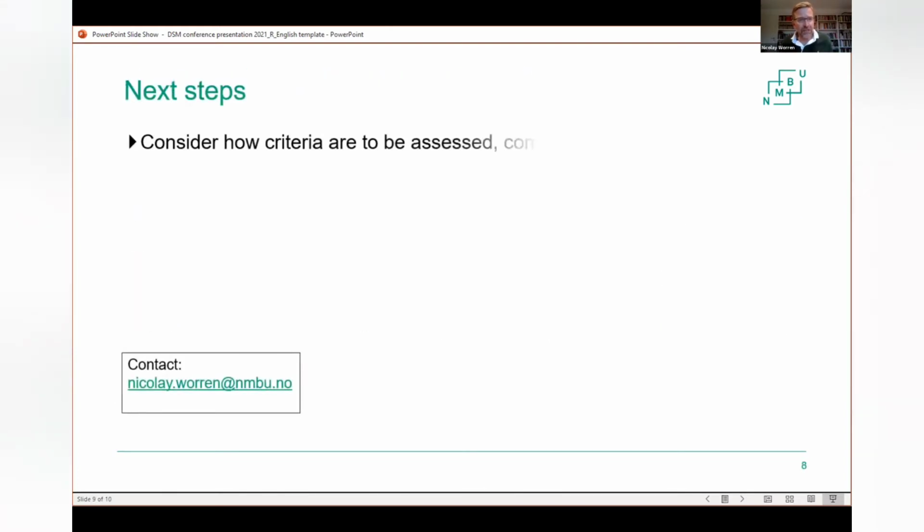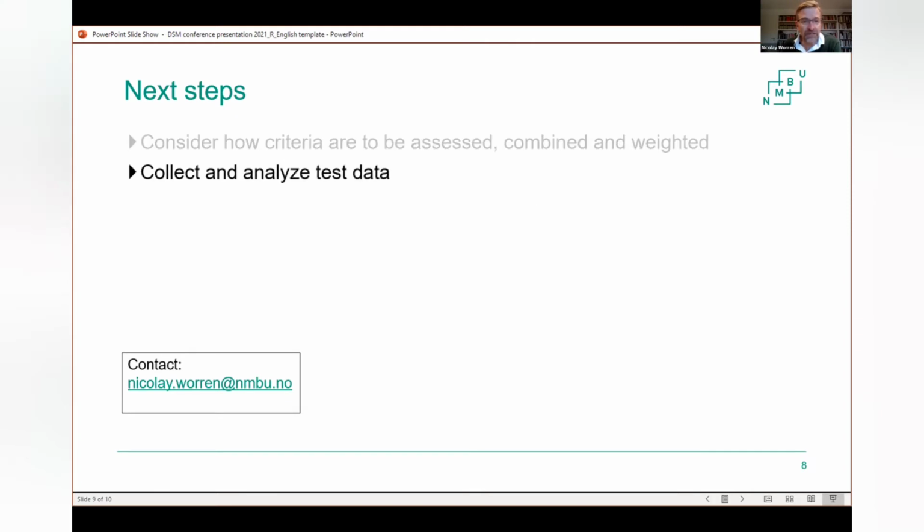So finally, what are the next steps? Well, this is a conceptual paper with some examples. So we need to consider how these criteria are to be assessed, combined, and weighted. And that's not clear at the moment. We're talking about different types of data, different types of assessments that need to be done and then combined into a total score somehow.